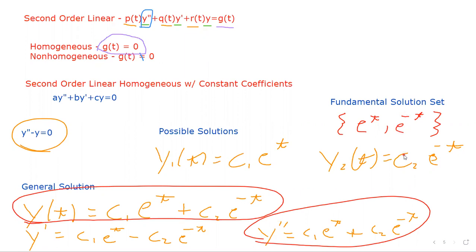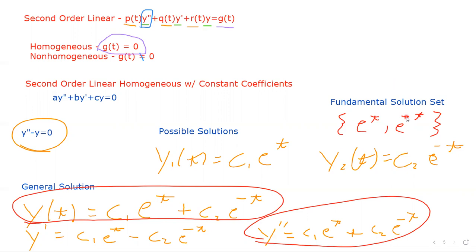And now if you wanted to find your C1 and C2, you would need two different initial conditions. So you'd have to know what happens with your y at some t naught and your y prime at some t naught. Or you would need to know what is y at a certain value and y at a certain other value, and we call those boundary problems. But anyway, the fundamental solution set is going to come down to these.